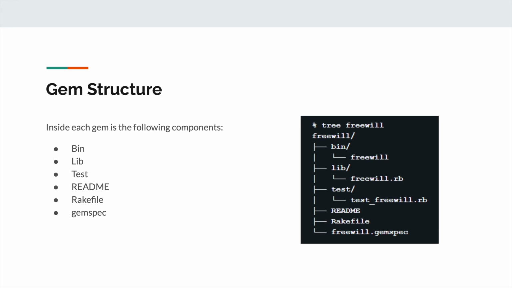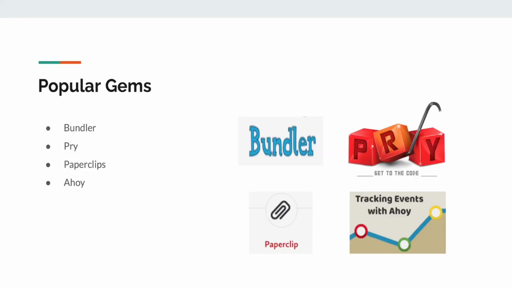Each gem follows this code organization structure. In the bin directory lie the executable files. This file is loaded into the user's path when the gem is installed. The lib directory contains the code for the gem, and the test directory contains tests. The Rakefile is an alternative to a makefile that uses Ruby syntax, where any Ruby scripts can be included. The gemspec just contains information about the gem like version, author, or platform.